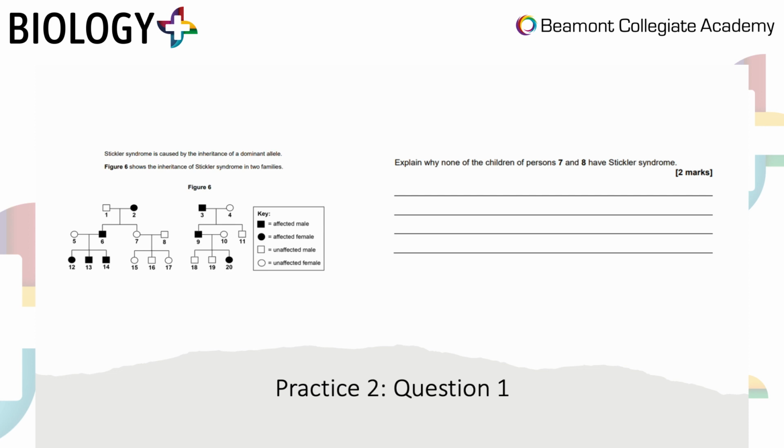Now for a question. Explain why none of the children of persons 7 and 8 have Stickler syndrome. 2 marks, 2 points. Pause the video, answer the question, and then look at the GCSE mark scheme.